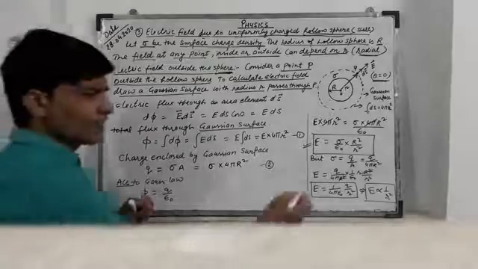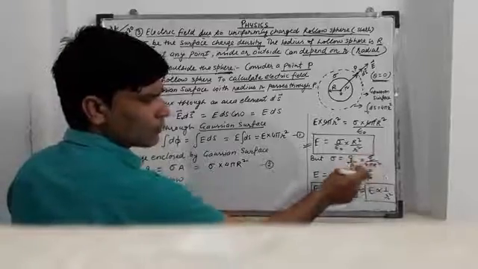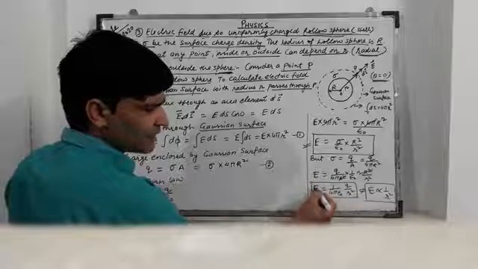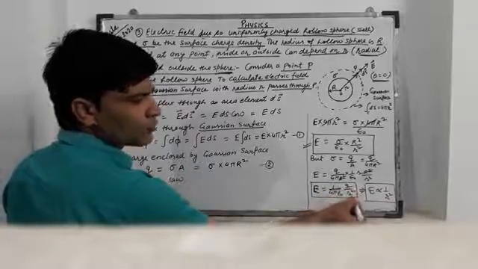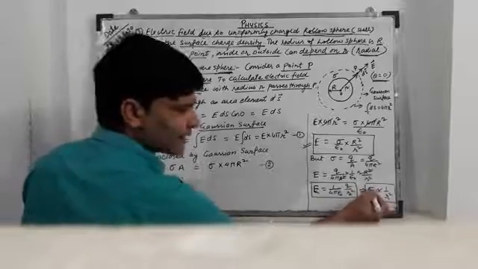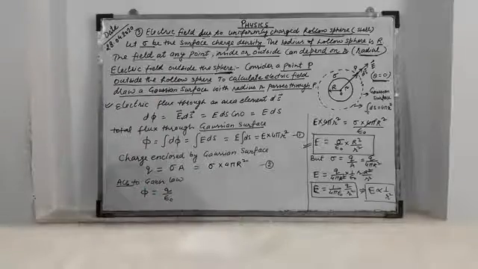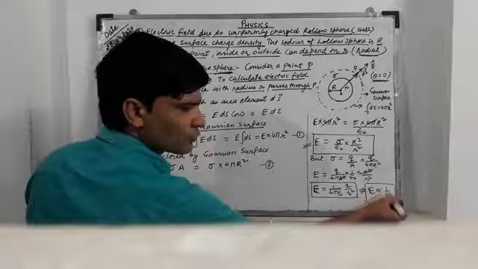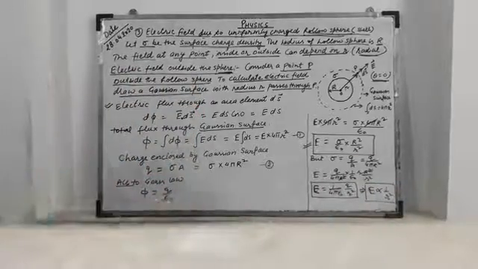But as you know, sigma is equal to Q upon A, that is Q upon 4 pi R square. Then we get E is equal to 1 upon 4 pi epsilon naught Q upon small r square. From this we get that the electric field is inversely proportional to the square of the radius of the Gaussian surface.